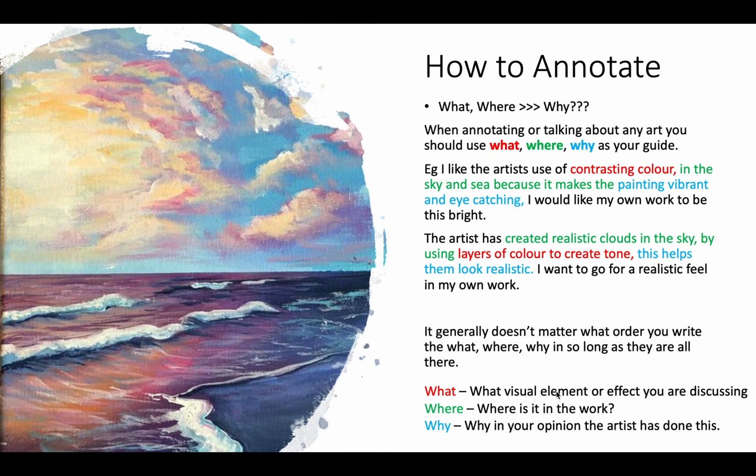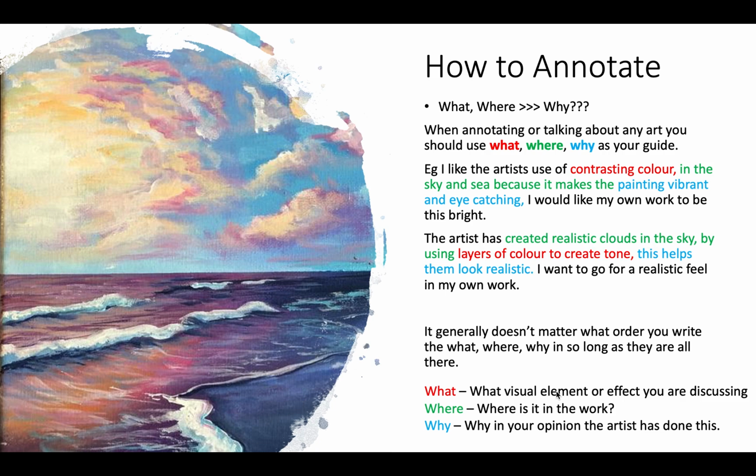Quick note on how to annotate. When annotating or talking about any art, you should use what, where, why as your guide. So some examples I've given about this particular piece of work on the left is I like the artist's use of contrasting colour in the sky and sea because it makes the painting vibrant and eye-catching. I would like to use this in my own work.